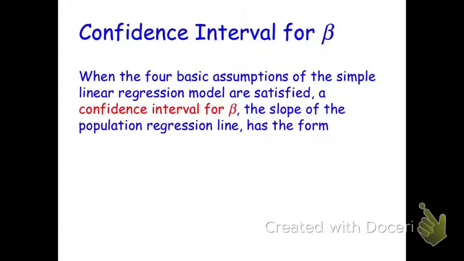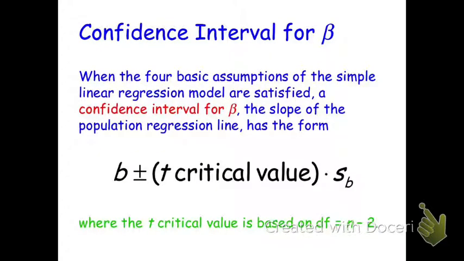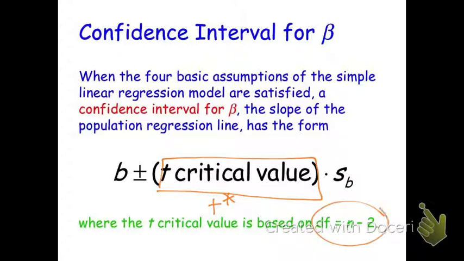So, confidence intervals, this is the formula. b, which is our sample slope, plus or minus t critical value, which is t star, times the standard deviation of the slope. And now our degrees of freedom is n minus 2. So we'll use inverse T, halfway to 100, and then degrees of freedom, which will be n minus 2 now.